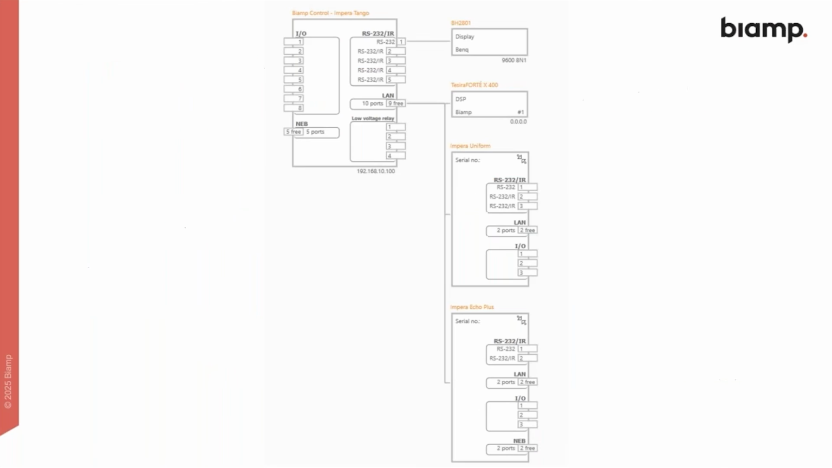So how does it look in the schematic? You'll see the Tango, you will see the Uniform and the Echo Plus, and all of their ports as well. So very intuitive, very straightforward to expand your system.